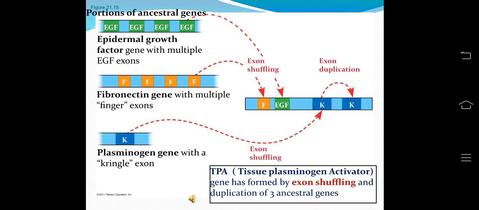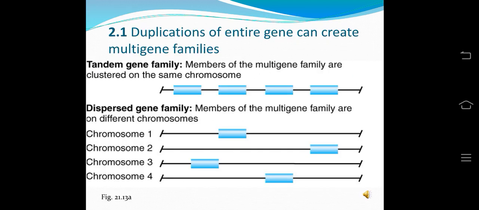Then later exon shuffling will be taking place, and some exon duplication also accompanies this process. The TPA, tissue plasminogen activator gene, has been formed by exon shuffling and duplication of three ancestral genes.